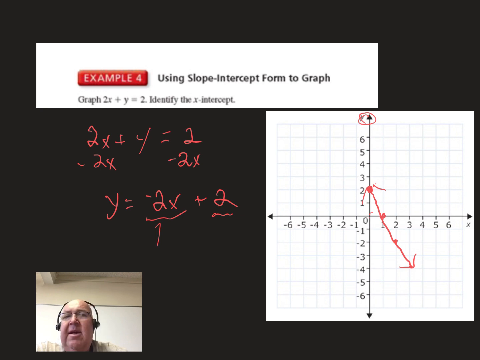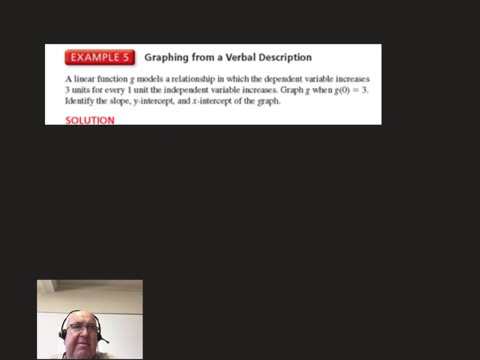So again, looking at slope-intercept form. By the way, there's a poster that talks about graphing lines.